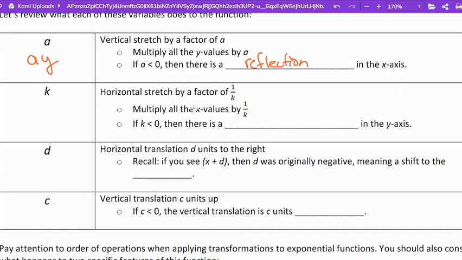Okay, horizontal stretch by a factor of 1 over k, right? We always know we have to do the 1 over k. Multiply all x values by 1 over k. And if k is less than 0, there is a reflection in the y-axis, right? So now the y-axis is the monkey bar. And so if I do mapping notation, I'm basically saying x divided by k.